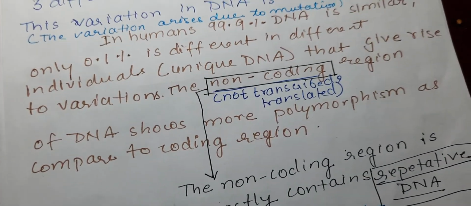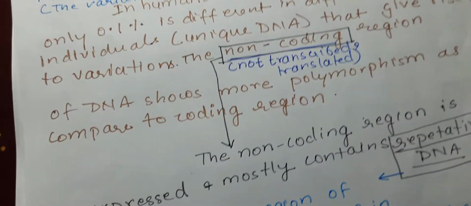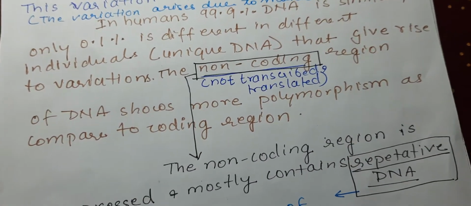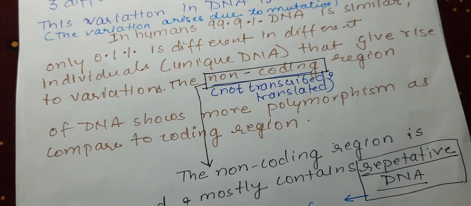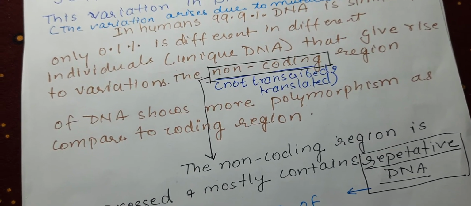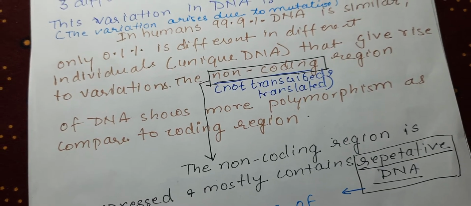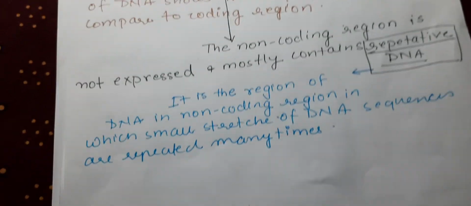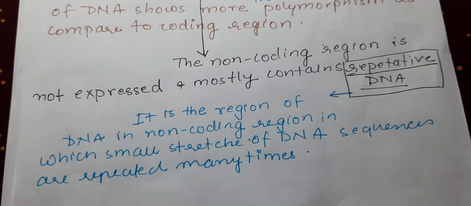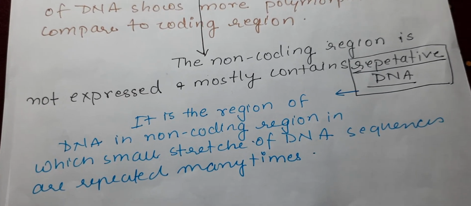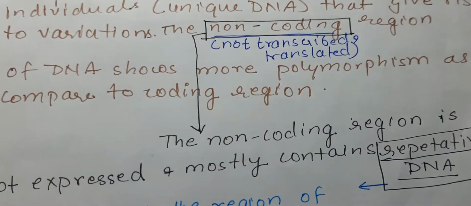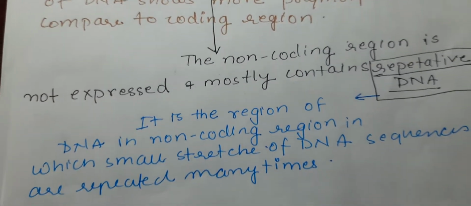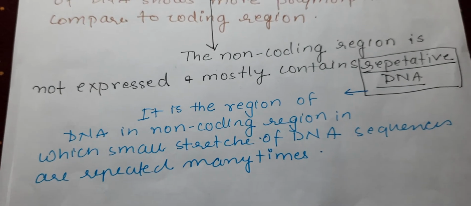So the variation occurs both in coding as well as in non-coding regions, and the polymorphism also occurs in both the regions. We have just discussed how it occurs in the coding region. Now we will discuss the non-coding portion. The non-coding region is not expressed and mostly contains repetitive DNA. So what is non-coding? The one which is not transcribed and translated is called the non-coding region of DNA.